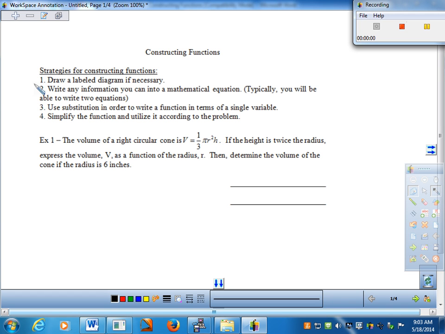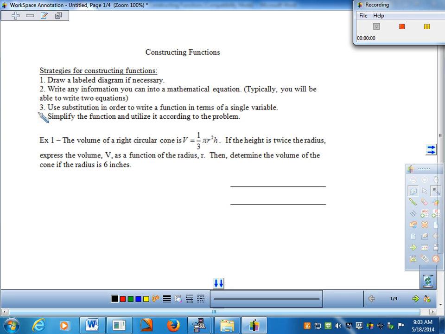Be visual with it. Number 2, write any information you can into a mathematical equation. Typically, you'll be able to write 2 equations. Not always, but you'll see some of the information in the problem lends itself to writing 2 different mathematical equations. And then 2 and 3 go hand in hand here, everybody.